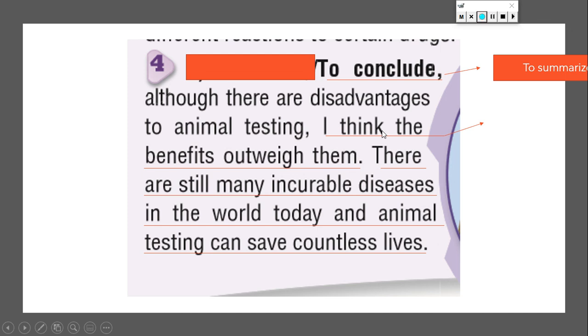Okay, I think, so as you can notice, we didn't mention our opinion in the introduction, but we stated it in the conclusion. So don't forget, this is a bit different from the persuasive. It's not the same. We do not mention the opinion in the introduction. We mention it only in the conclusion. So I think that the benefits outweigh them, means the positives are more than the negatives. So there are still many incurable diseases, etc. So this is the writer's opinion. Okay, this is the writer's opinion.